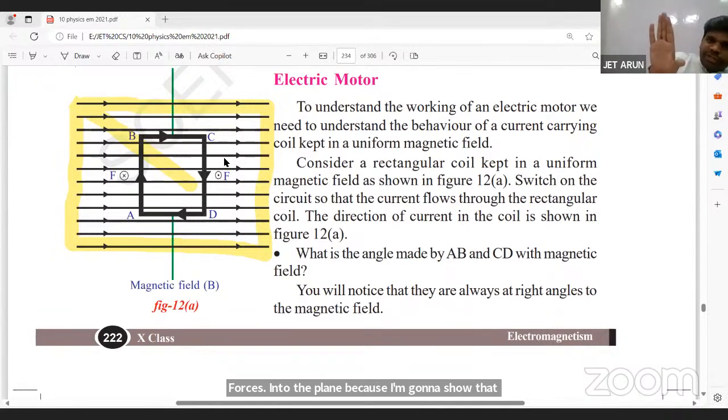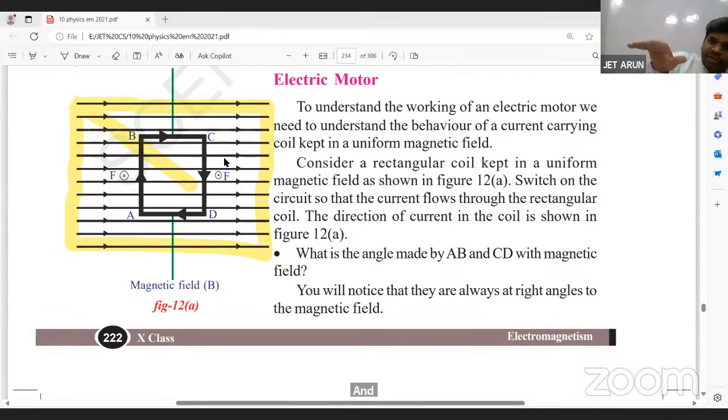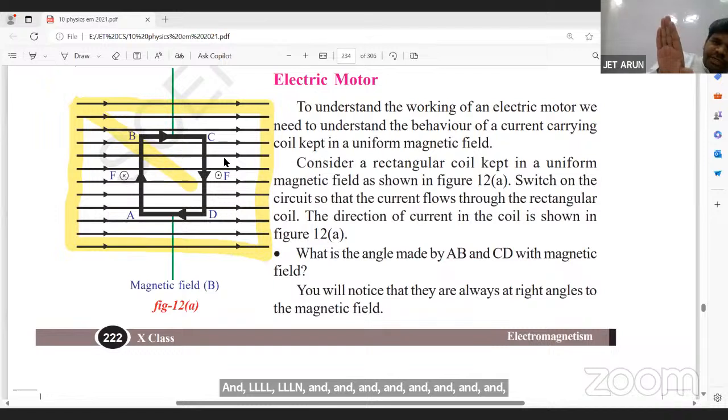Or you can also do it this way. I curl my fingers from L to B, and my thumb gives the force direction. When I curl my fingers from L, the direction of current, to the direction of the magnetic field, my thumb will be in the direction of the force.